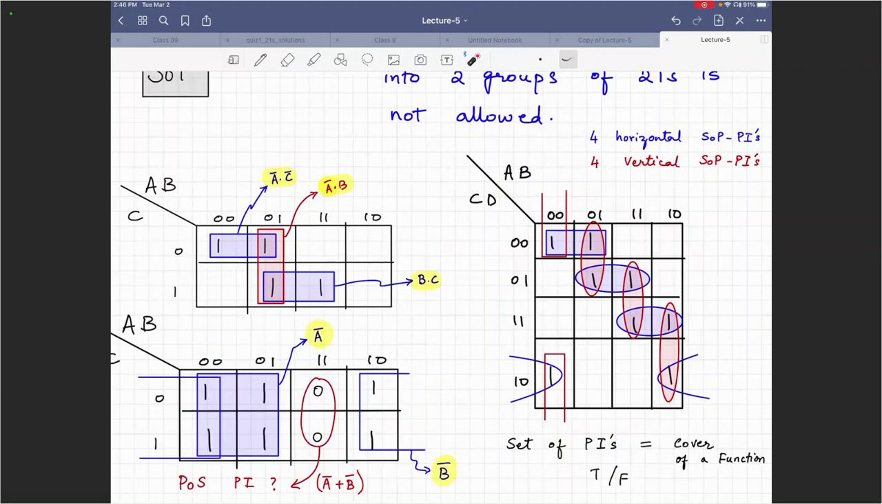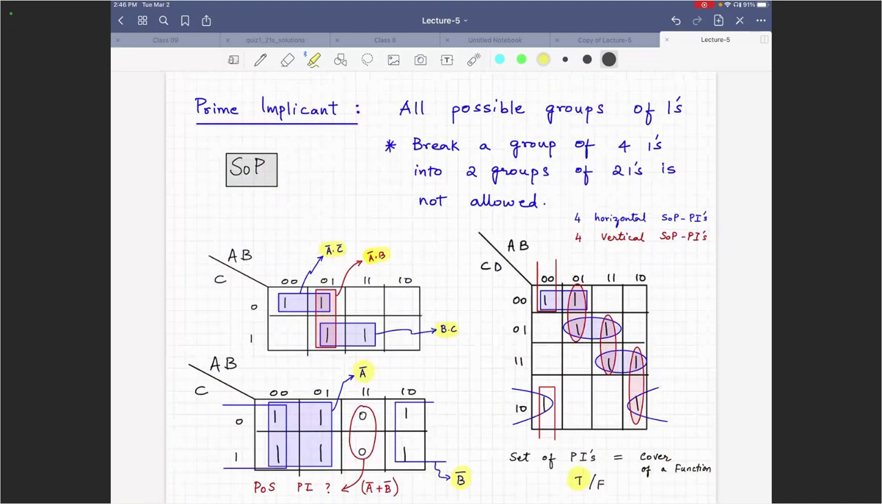If you are doing this for sum of product prime implicants, then you are looking at covering all the ones. If you are doing this for product of sum prime implicants, then you are looking at covering all the zeros. But this statement, if I do this for sum of product, is absolutely true. So this is as far as prime implicants are concerned, and you can actually classify prime implicants into two categories. One is essential, the other is redundant.